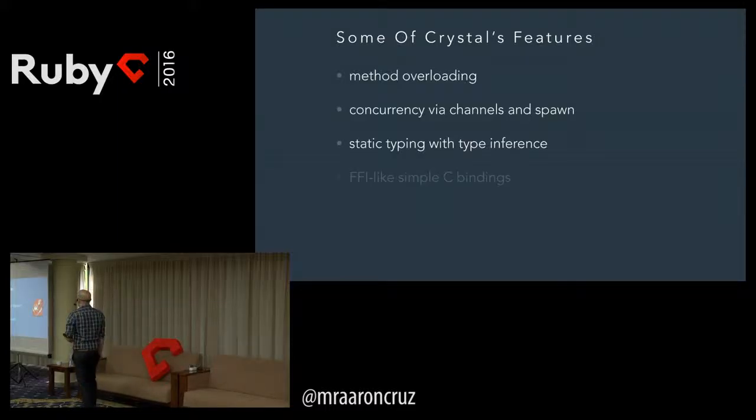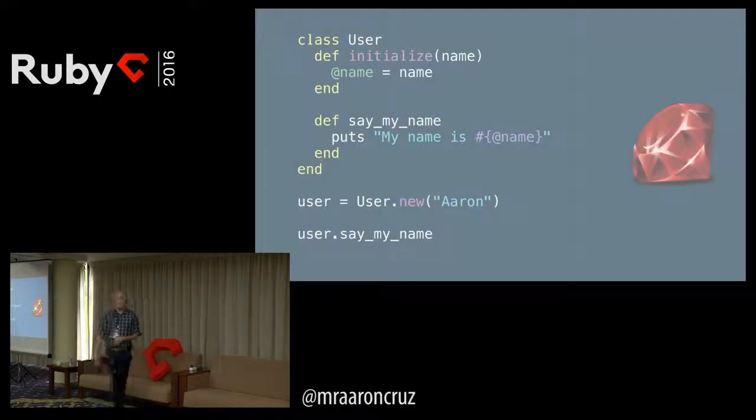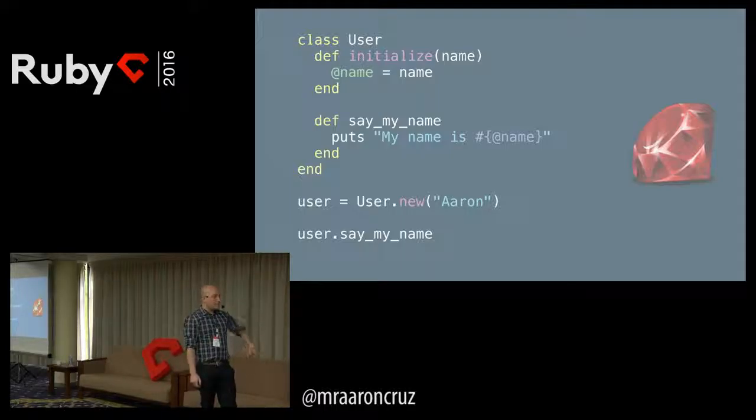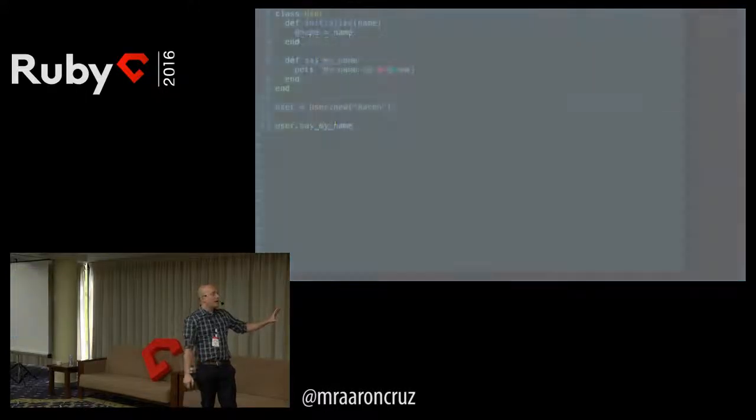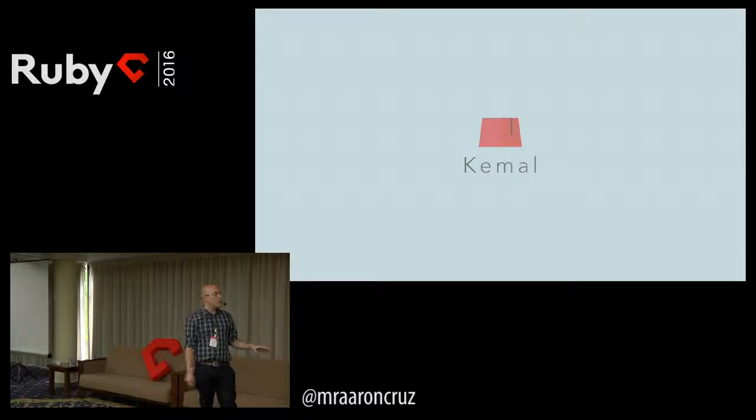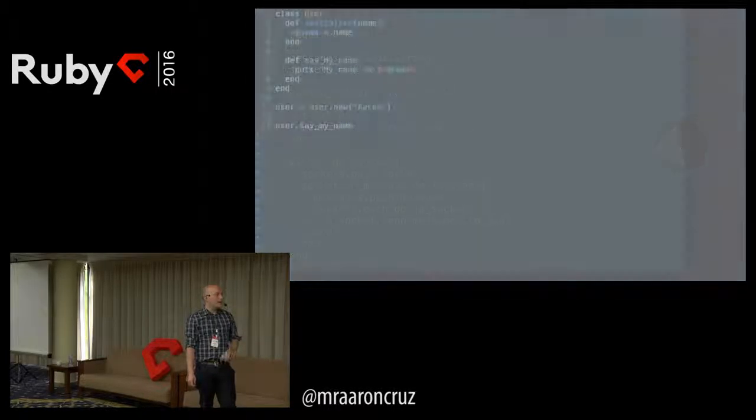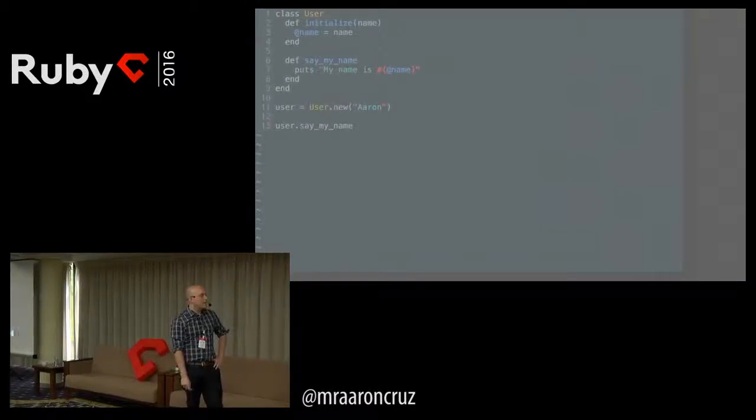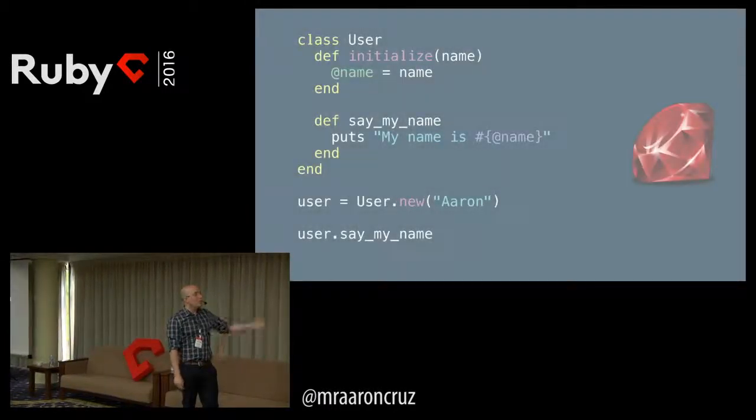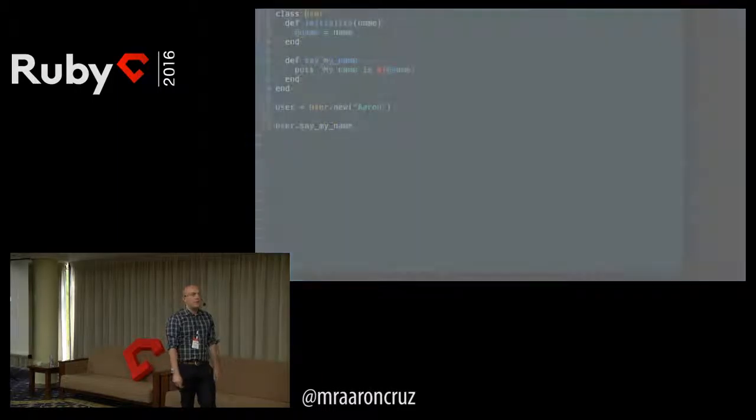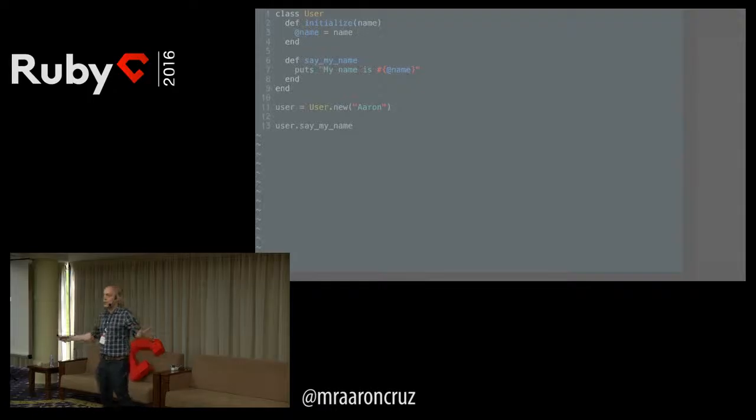Here's an example of some Ruby code. It's very simple, a user class. I'm sure you probably know what's happening there. This is Ruby, but I can actually run this as a Crystal program. So I just ran that Ruby code as Crystal. It's amazing. It's the most amazing thing that you will see, I think, for the rest of the conference.